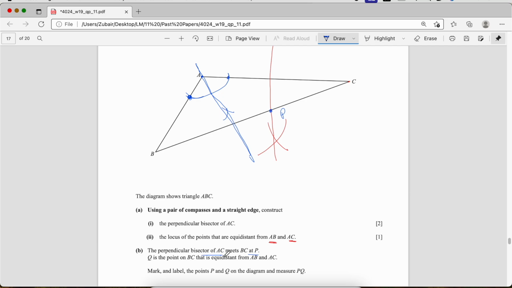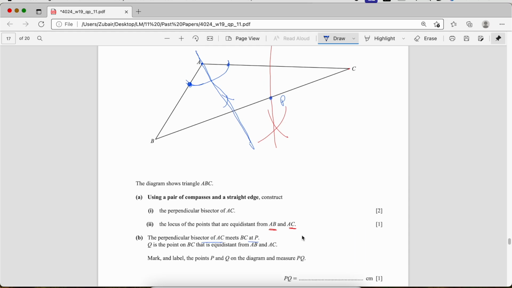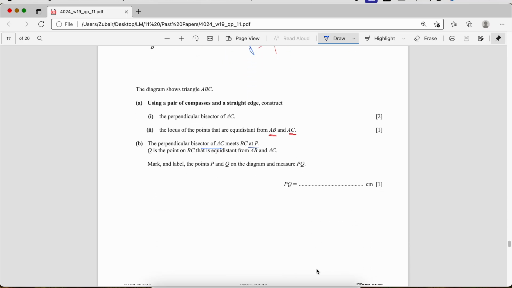Perpendicular bisector of AC meets BC at P, done. Q is the point on BC that is equidistant from AB and AC. Mark and label the points P and Q on the diagram and measure PQ. Q is also on BC, so this is Q, so just marked. And now we'll measure this and write whatever the length is.